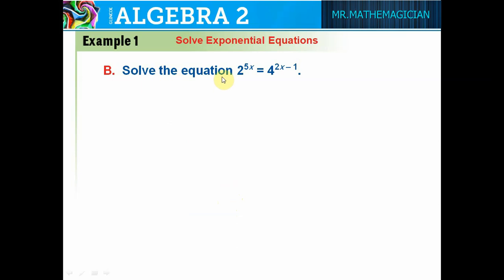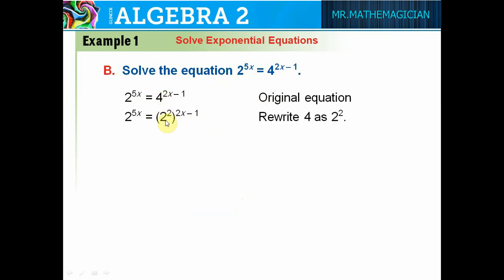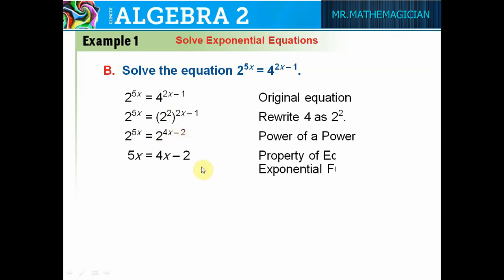Problem b, solve the equation 2 to the power of 5x equals 4 to the power of 2x minus 1. This is the original equation, so we are focusing on the 4 to make it 2. Replace the 4 by 2 to the power of 2. Don't forget the old power, 2x minus 1. Now this 2 will be distributed. So 2 times 2x will give you 4x, 2 times 1 will be 2. Now cancel the bases, take the powers. 5x equals 4x minus 2.